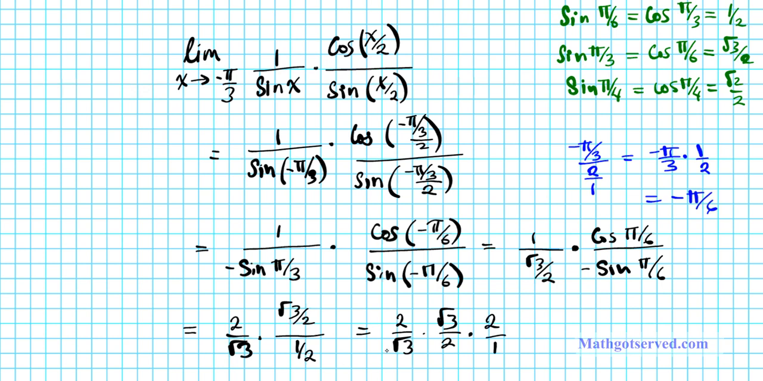We have a minus here, and there's also a minus here. These two minuses cancel out. Looking good. If we reduce, this 2 cancels out with that 2, the root 3's cancel out, and your final answer is 2. So that's that.